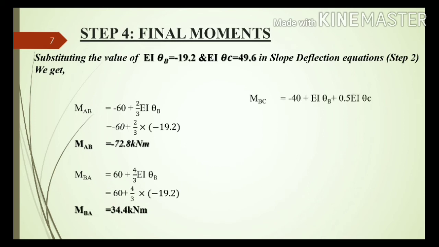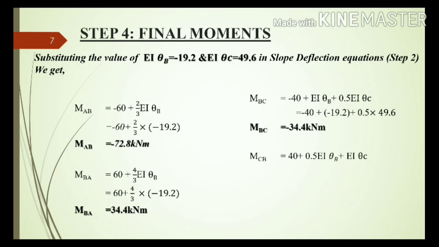Consider the member BC. MBC equal to -40 plus EA theta B plus 0.5 EA theta C. So we get MBC equal to -40 plus -19.2 plus 0.5 × 49.6. Here there are two unknowns. So substitute the value of EA theta B. Also substitute the value of EA theta C. So we get MBC is equal to -34.4 kilonewton meter. MCB is equal to 40 plus 0.5 EA theta B plus EA theta C. Here also there are two unknowns. So substitute the value of both EA theta B and EA theta C. So we get MCB is equal to 80 kilonewton meter.